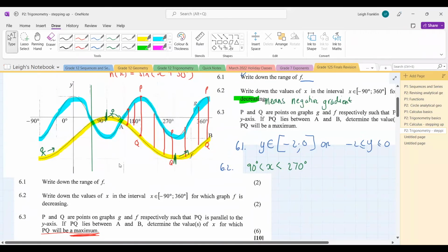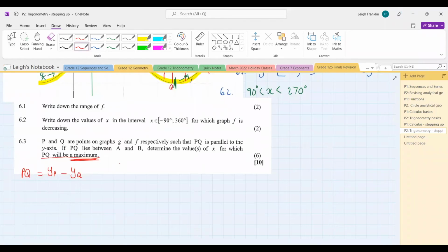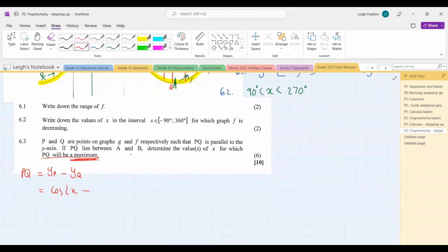P, if we recall, was a point on g. The equation of g is cos 2x, minus the y on Q. Q was a point on f of x, so that's sine x minus 1. Because that is a binomial, I've got to put it in brackets. Now I take the brackets out, and I've got cos 2x minus sine x plus 1. So I've got the length of PQ in terms of the graphs that I've been given.